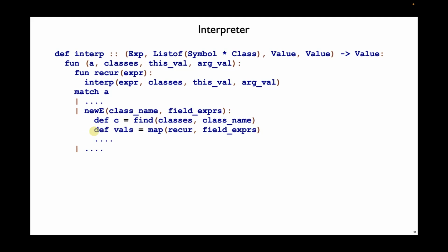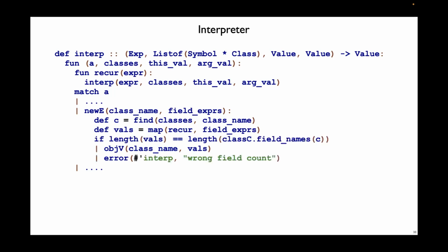Now it's time to initialize an object. In the end, we want to create an object V with the class name and those field values. Before we do that, there's one thing we need to check. We need to make sure that the length of the values matches the length of the field names in the class C. If we have a match, we return the object V. If we don't have a match, we have an error.